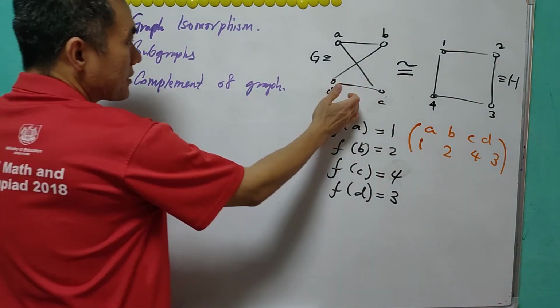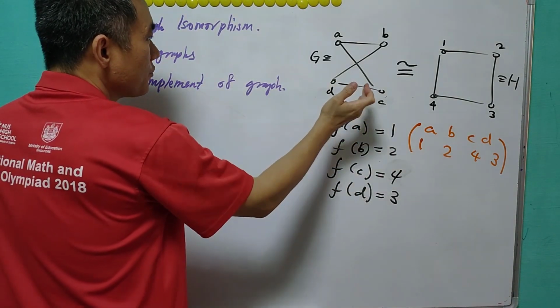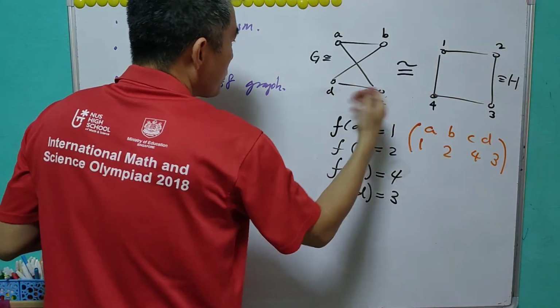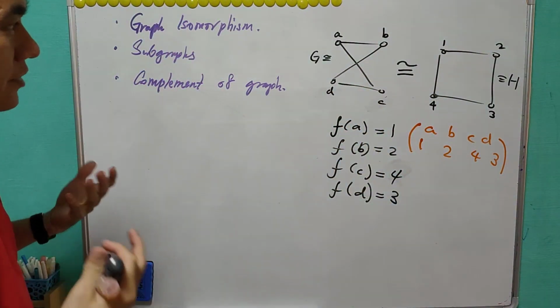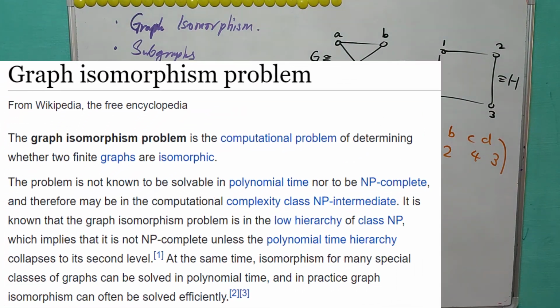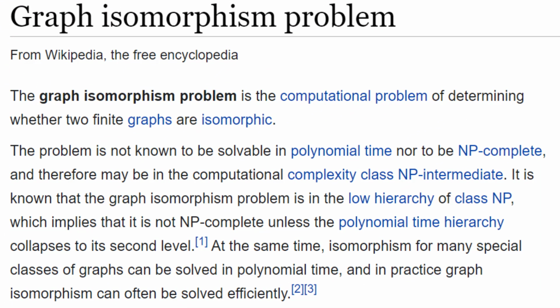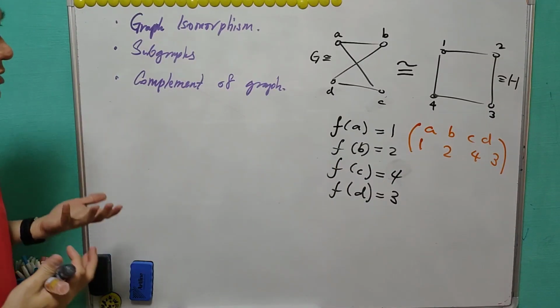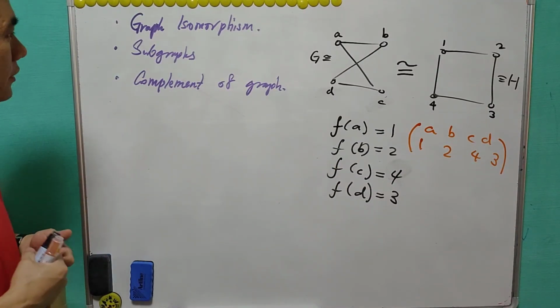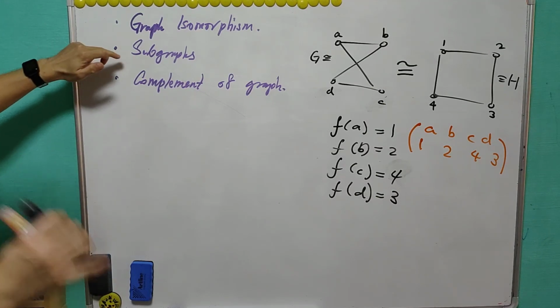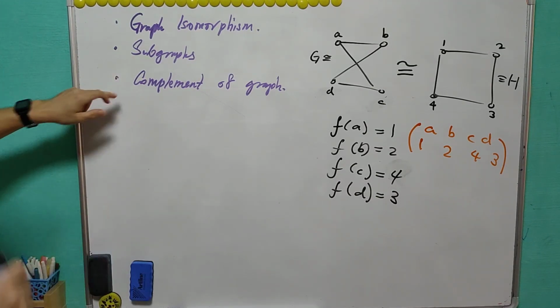Of course, from this example, it is very easy to verify whether these two graphs are isomorphic. In general, the question regarding whether two graphs are isomorphic is a very difficult question. And to help us to understand whether two graphs are isomorphic, we need to get help from the idea of subgraph and a complement of graph.